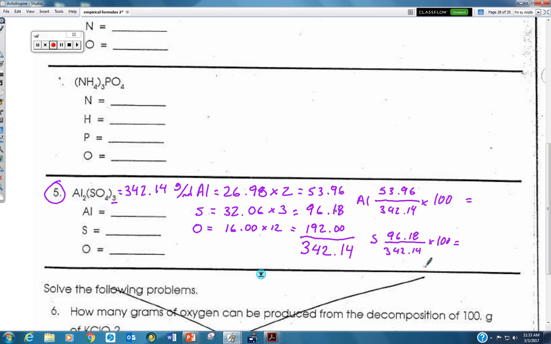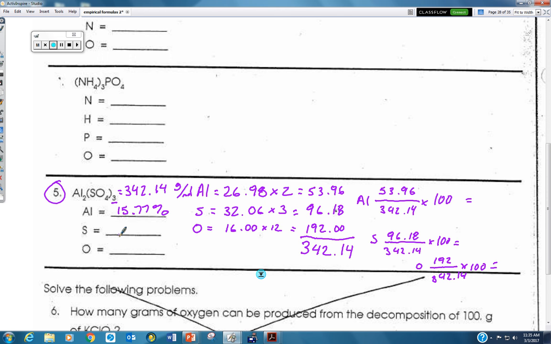And then lastly, we have oxygen, which is 192 divided by 342.14 times 100. Take a moment, pause the video, solve for each of these, and then we will move on. Alright, when we do our calculations, we find out that aluminum, 53.96 divided by 342.14 times 100 should give you a percentage of 15.77%.